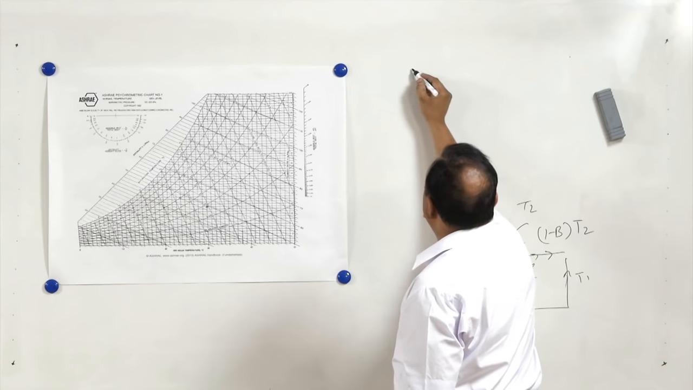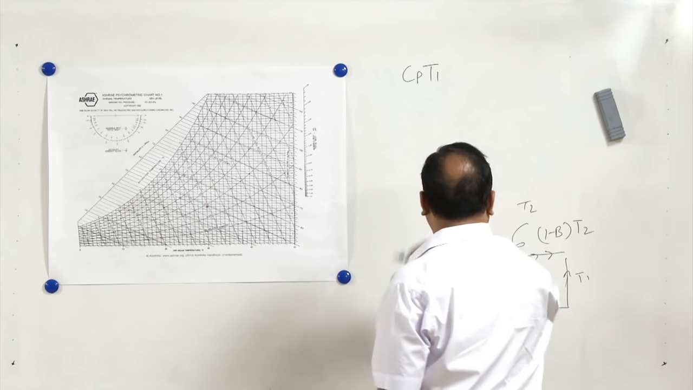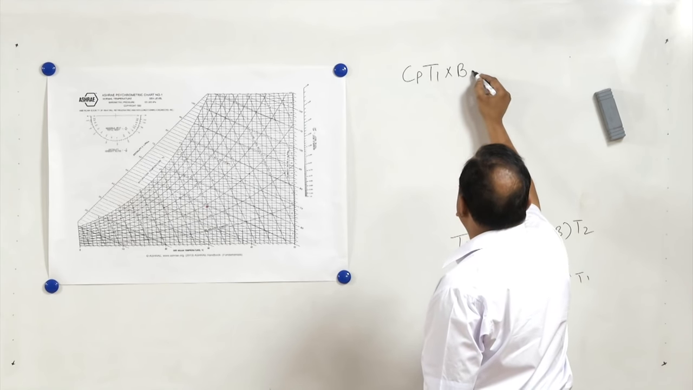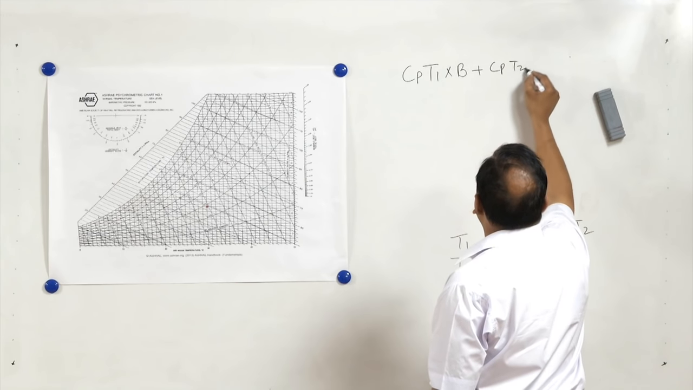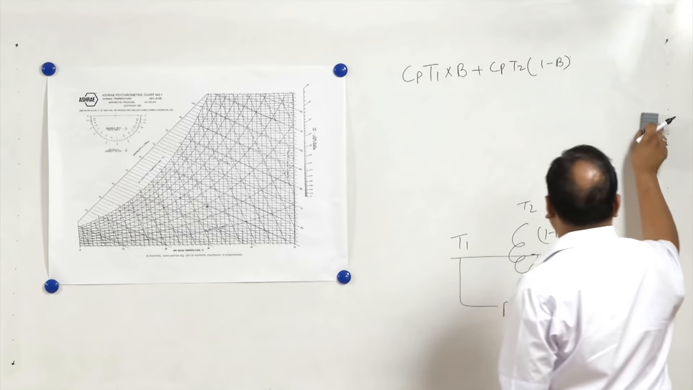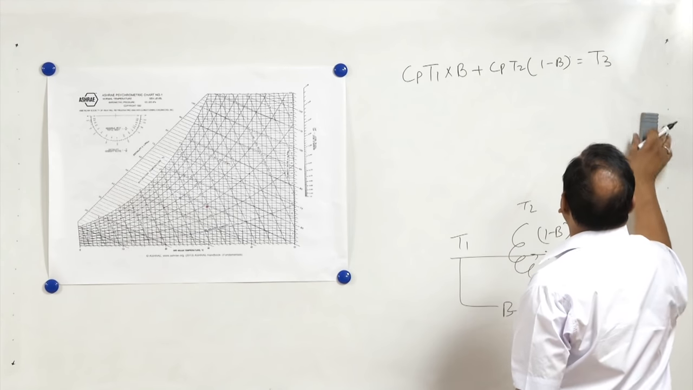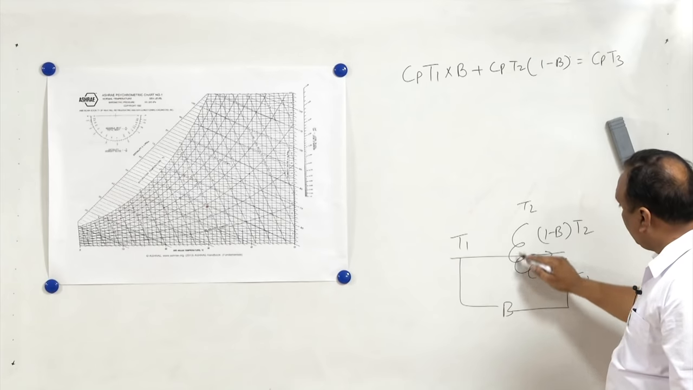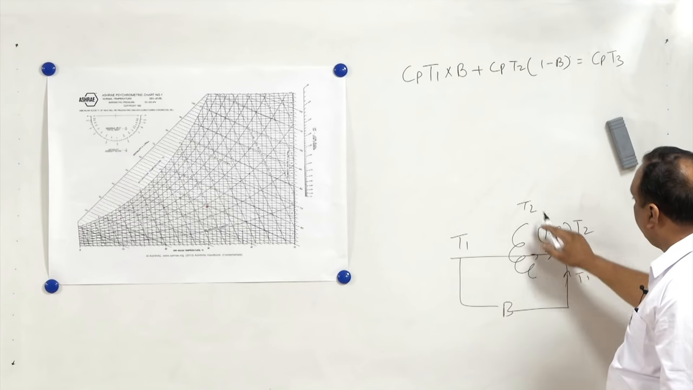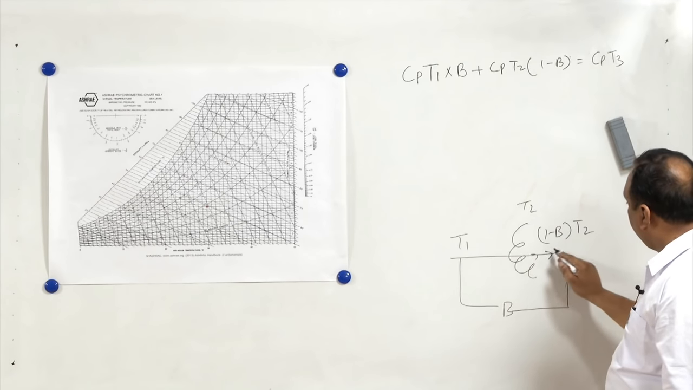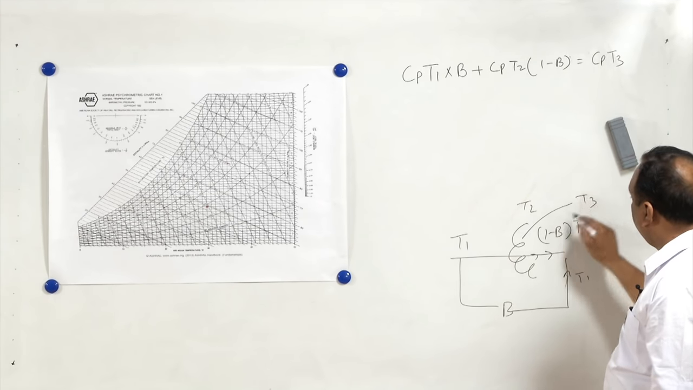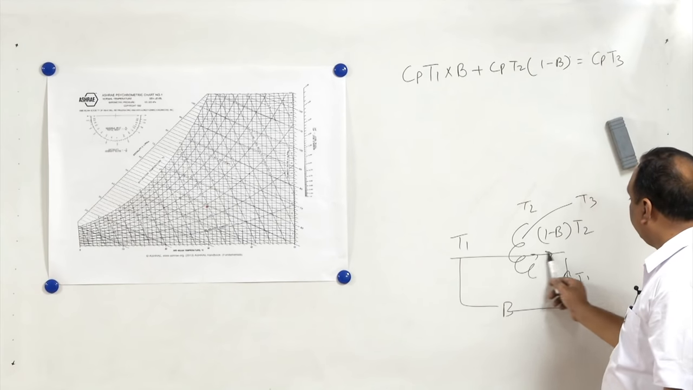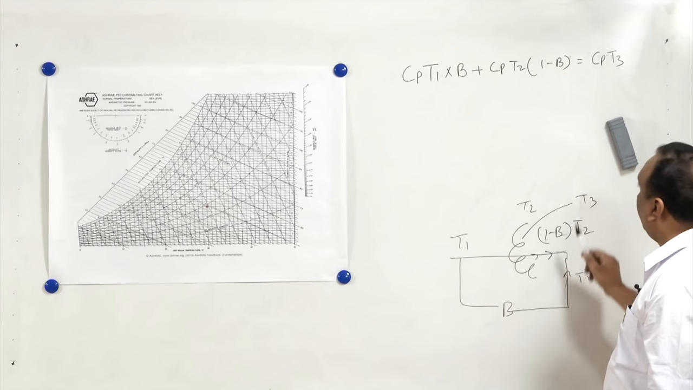Cp T1 multiplied by B plus Cp T2 multiplied by (1 minus B) is equal to Cp T3. So, here I am repeating, there is a coil, air at a temperature T1 is blown over the coil, coil temperature is T2 and the air emerging out of the coil is at temperature T3. It is assumed that part of the air, that is B, is bypassed and mixed with the air emerging from the coil, the remaining part of the air being in contact with the coil. Now we have done the energy balance.